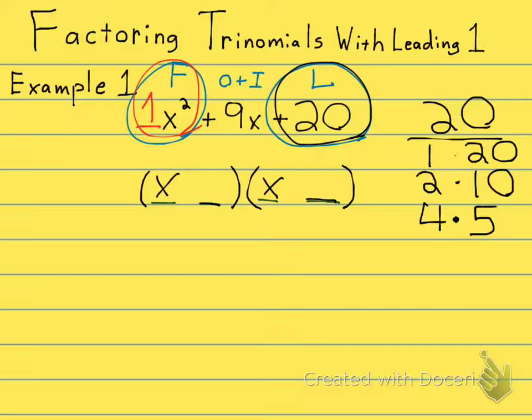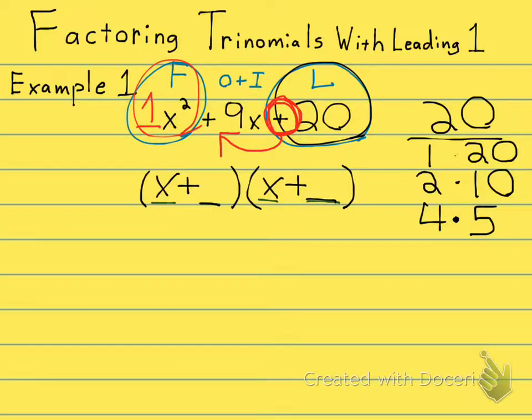Now, I ask myself, am I adding these or am I subtracting these? I'm going to find that out from this sign right here. These are going to multiply to give me a positive 20. The only way to get a positive is if they're both positive or both negative. Then I look here. Since this is a plus, it tells me that they are both positive. They're going to add up to give me 9, and they're going to multiply to give me 20. So I'm going to go ahead and put my signs in here, plus and plus.